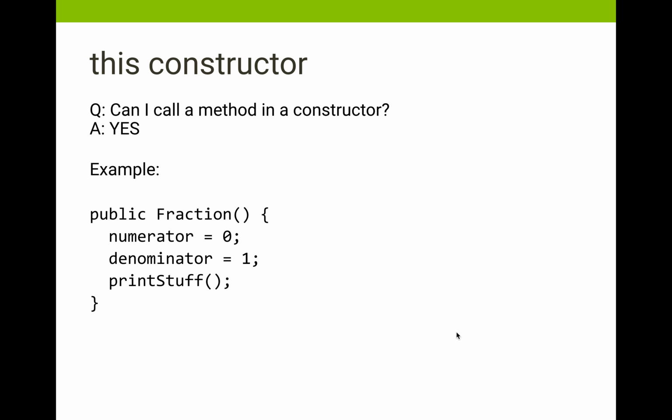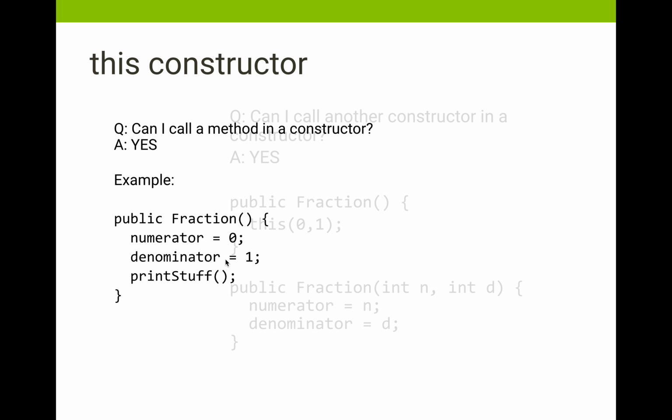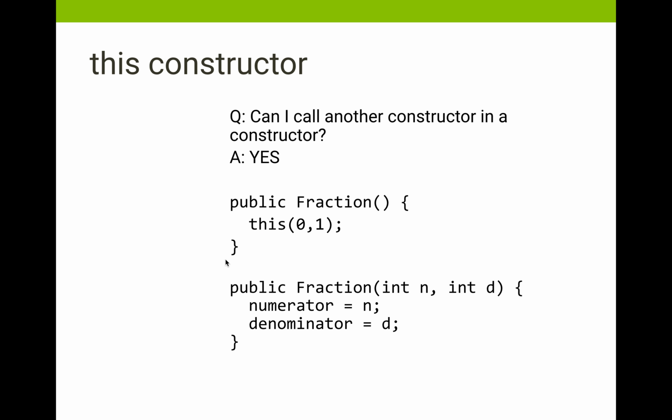Can I call a method in a constructor? Why, yes, you can. It happens all the time. I have my constructor. Again, no return type here. I could put any arguments if I wanted in here, but I didn't in this case. I'm just creating a parameterless or an argumentless constructor. And I called a method in here called print stuff. Hey, that's just fine.